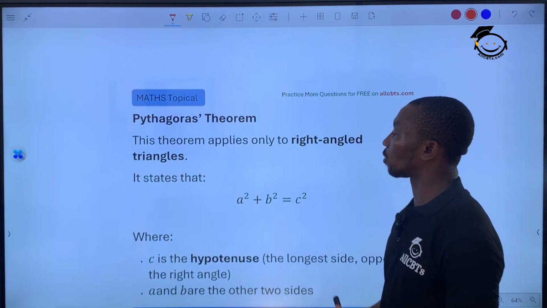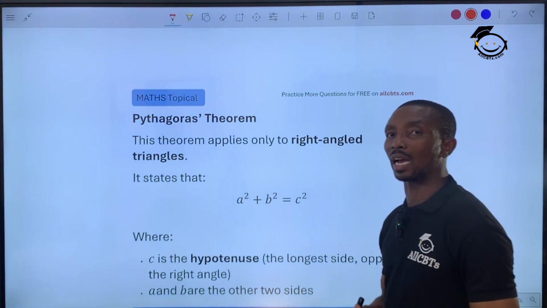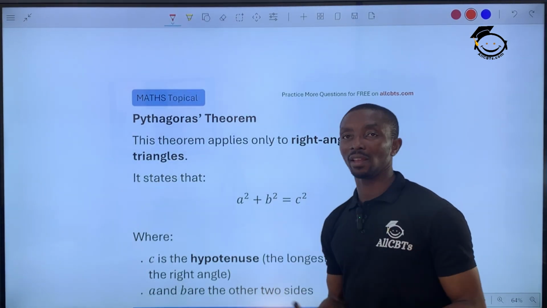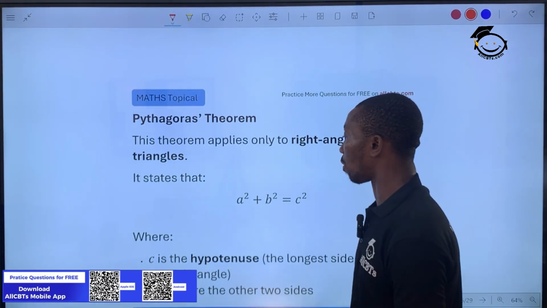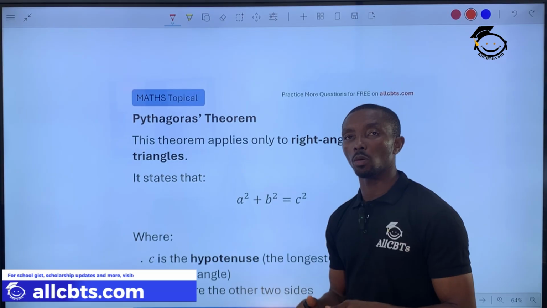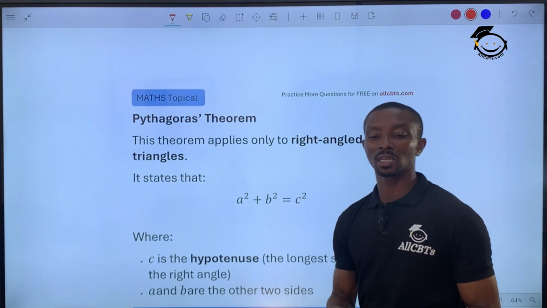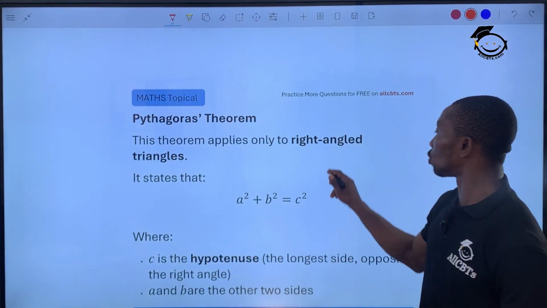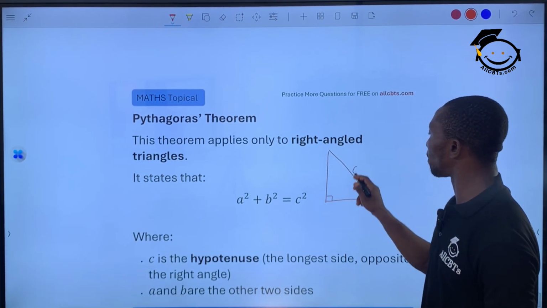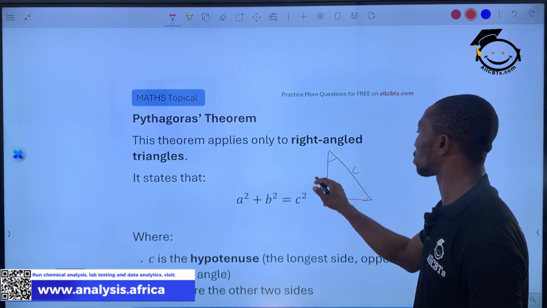Now, looking at Pythagoras theorem. Pythagoras theorem is applicable only to right angled triangles, and it states that in a right angled triangle, the square of the hypotenuse is equal to the sum of the squares of the other two sides, which are referred to as your opposite and adjacent. So if we have a right angled triangle, this is the hypotenuse C, our opposite A and the adjacent B.